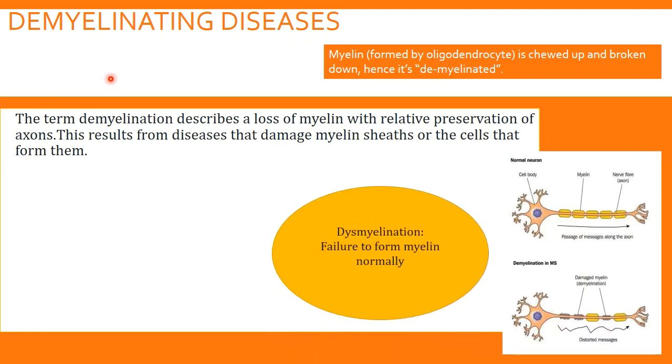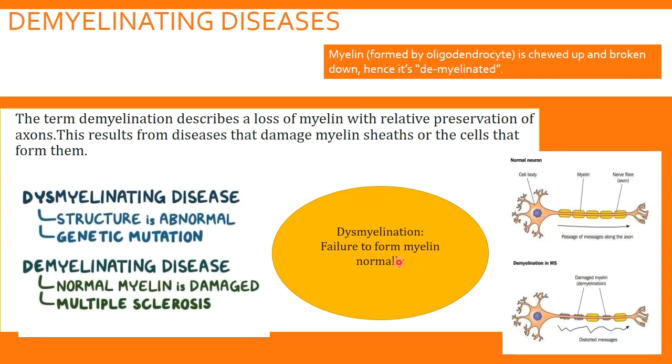How is this demyelinating disease different from dysmyelination? Dysmyelination refers to failure to form the myelin normally. That is, there is formation of myelin, however the myelin formation is characteristically abnormal. So the dysmyelinating disease refers to a disease which is characterized by abnormal formation of myelin, particularly due to genetic mutations, right? Whereas a demyelinating disease is characterized by normal myelin formation, however, this myelin is lost or damaged. And the most common prototype of it is multiple sclerosis, right?